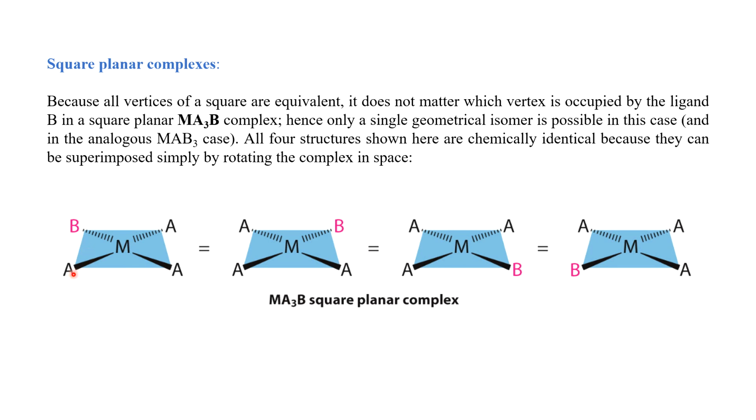Because these three are identical ligands. Now A is cis to this A, and also trans to A. So we cannot tell it is cis or trans. Again, B is cis to this A, and B is trans to this A. So we cannot tell if this is cis or trans. When there is confusion, we cannot tell if it is cis or trans. That means it is not showing any geometrical isomerism. Wherever we put the B, it will be the same complex. There are no isomers.